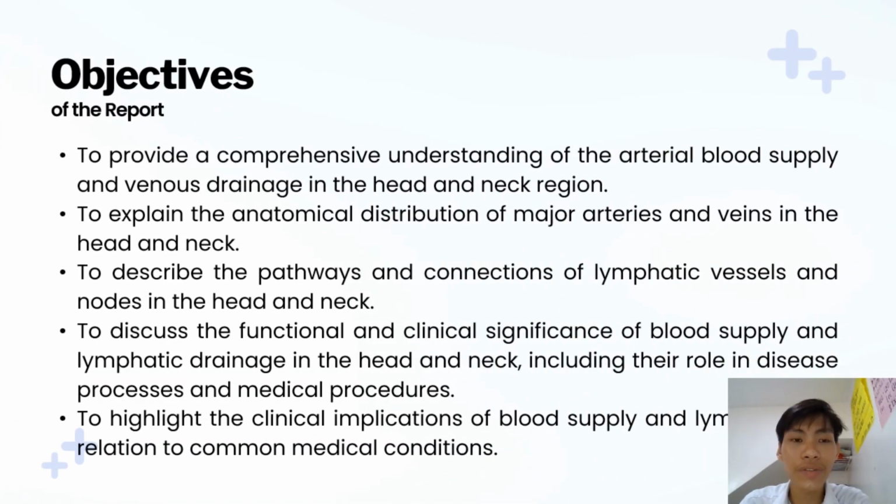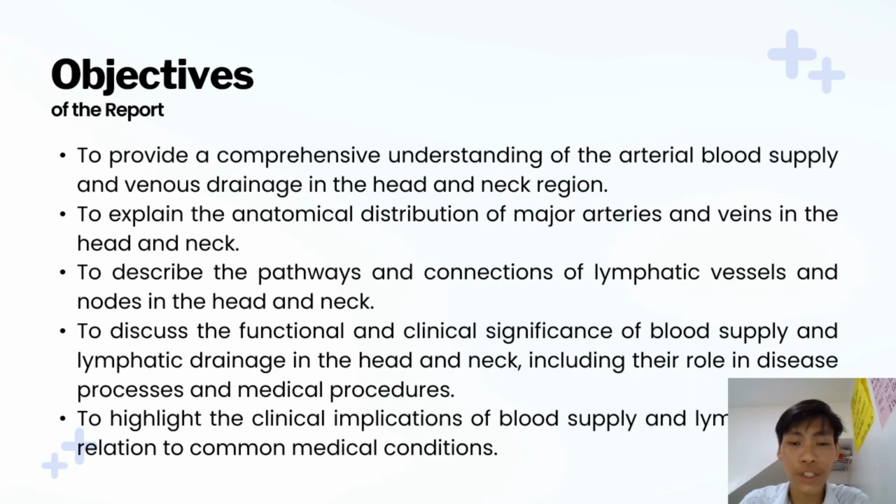Now for the objectives of the report, number 1 is to provide a comprehensive understanding of the arterial blood supply and venous drainage in the head and neck region. Another objective is to explain the anatomical distribution of the major arteries and veins in the head and neck. Next is to describe the pathways and connections of the lymphatic vessels and the nodes in the head and neck.